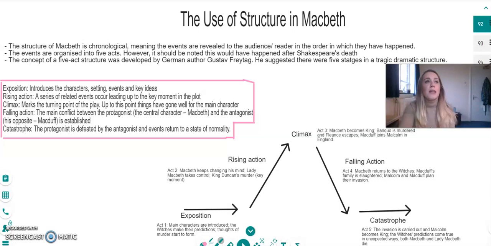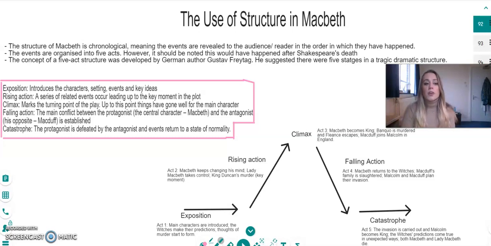And that can be in the form of the structure of the plot, so the events that happen, the way in which they are laid out. And it can also mean the language itself, so perhaps the composition and formation of sentences or rhythms that are created by the words that the author chooses. And rhythm, for example, is something that William Shakespeare played around with in a lot of his pieces. But today specifically, we'll be talking about the use of structure in the plot of Macbeth.